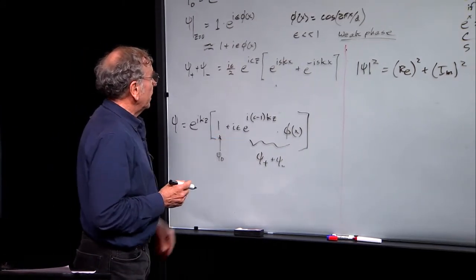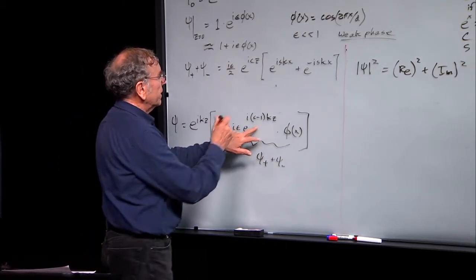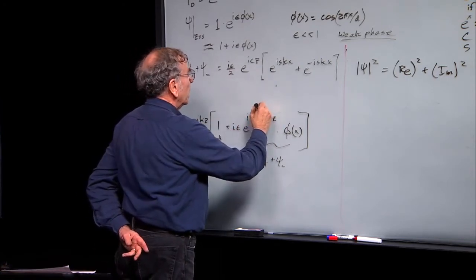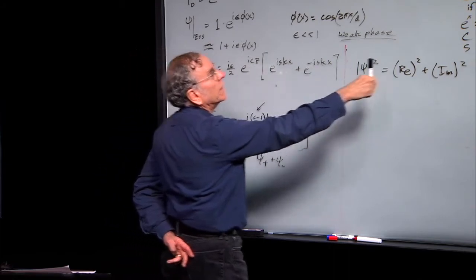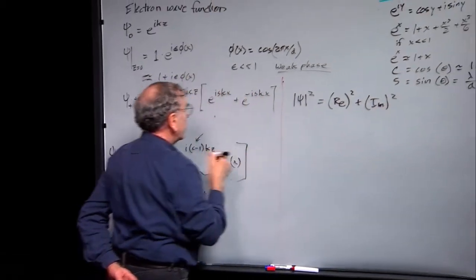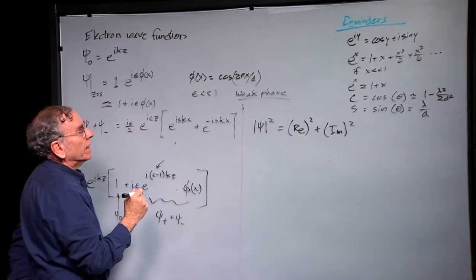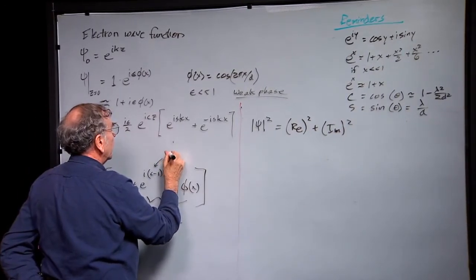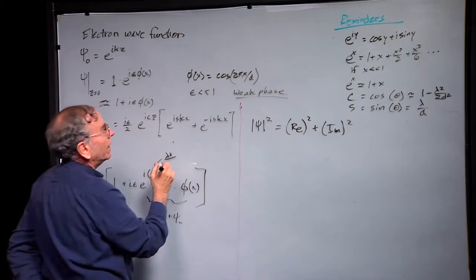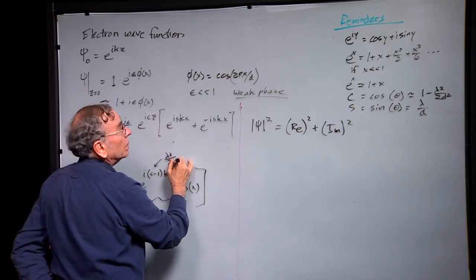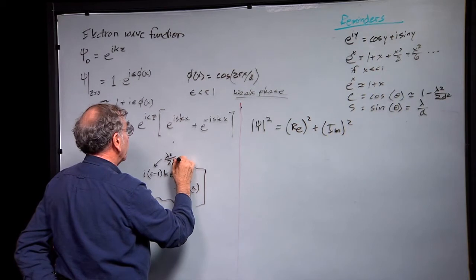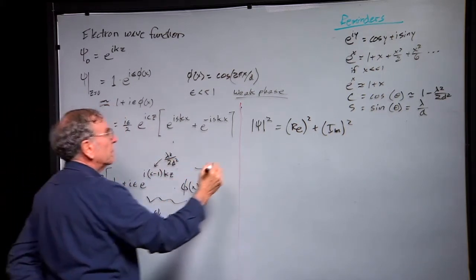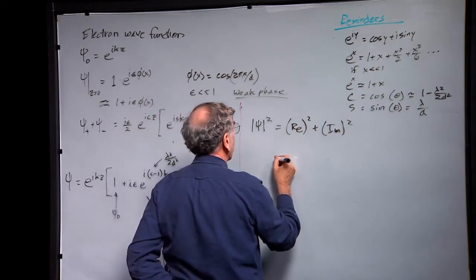Okay, so now we can write out this thing. This c minus 1 times kz. Remember, if c, the cosine function, is that, then c minus 1 is going to be just that squared term. It's going to be lambda squared divided by 2d squared. Okay, so let's work out the real and imaginary parts.